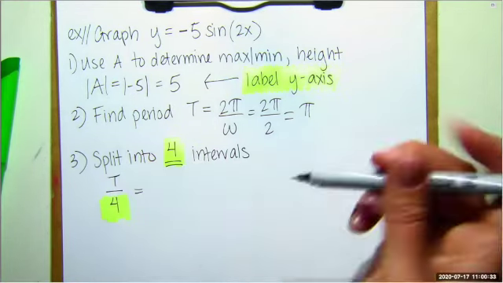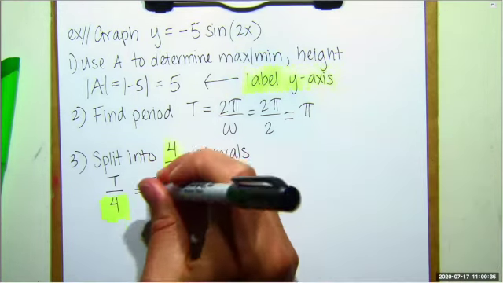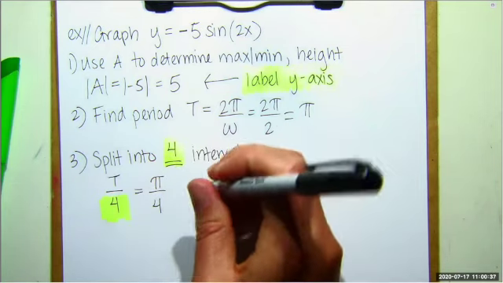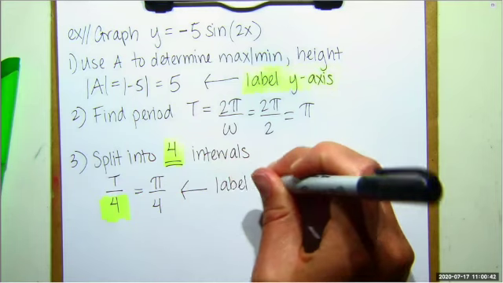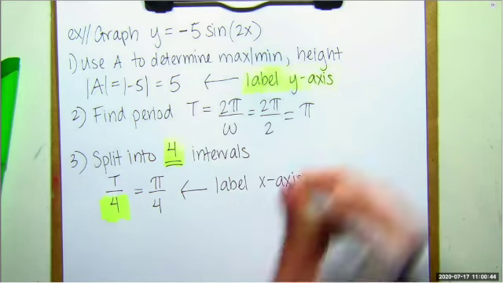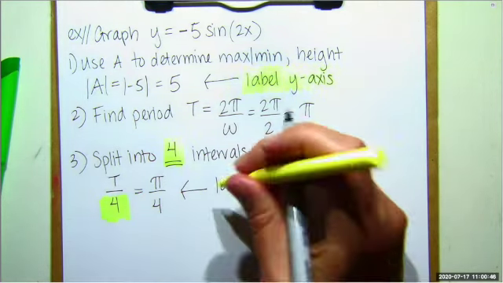So we figured out in step 2, our period is pi. We want to divide that by 4. This tells us how to label our x-axis. In other words, where those key points are going to occur.